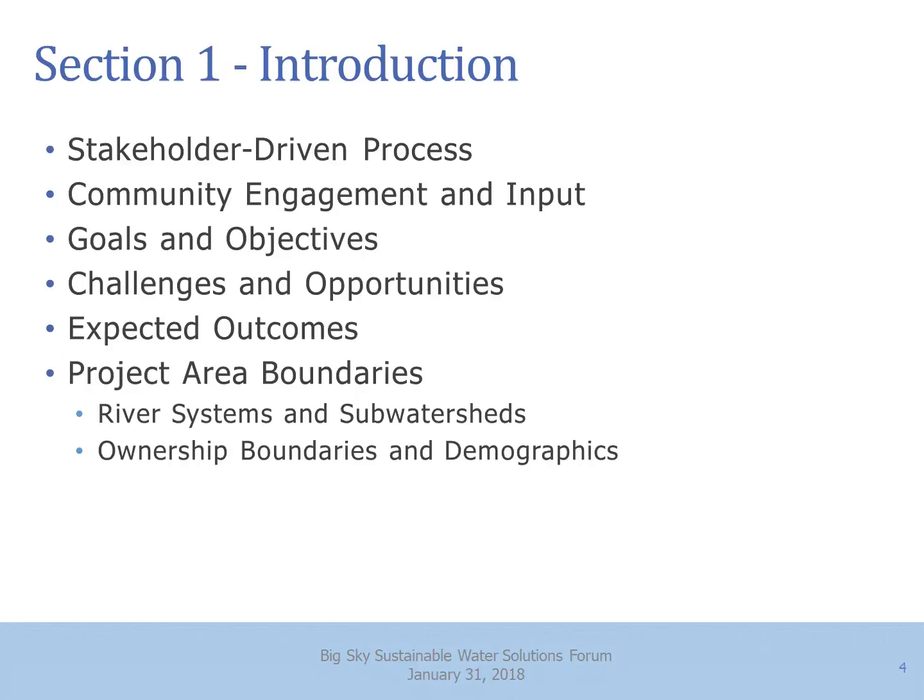So within the introduction, we kind of go through how this was a stakeholder-driven process, outline some of the community engagement and input activities that were accomplished, the goals and objectives of the forum, some of the challenges and opportunities that were facing the community in terms of water resources, expected outcomes of this process, and then a brief kind of introductory to the project area boundaries, looking at both the river systems and the sub-watersheds we're talking about, as well as the ownership boundaries and the demographics. And a couple of those maps in that section are displayed here, so you can take a look at those.